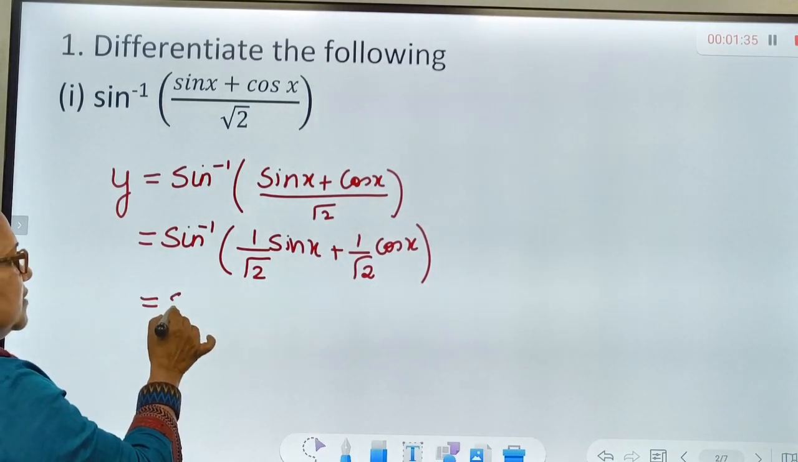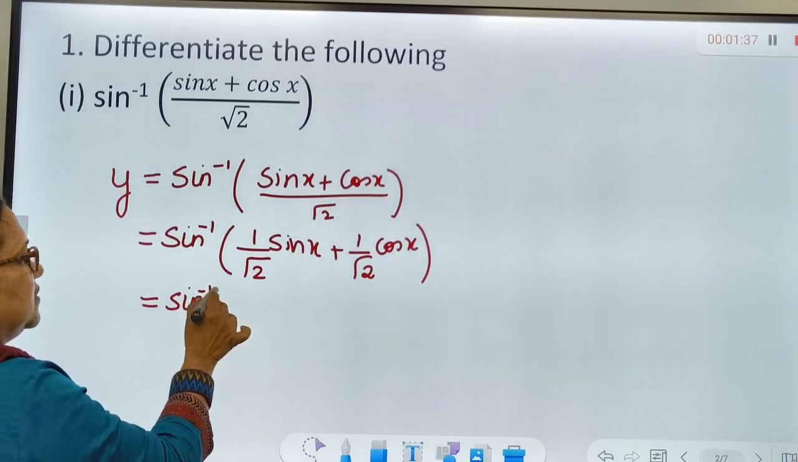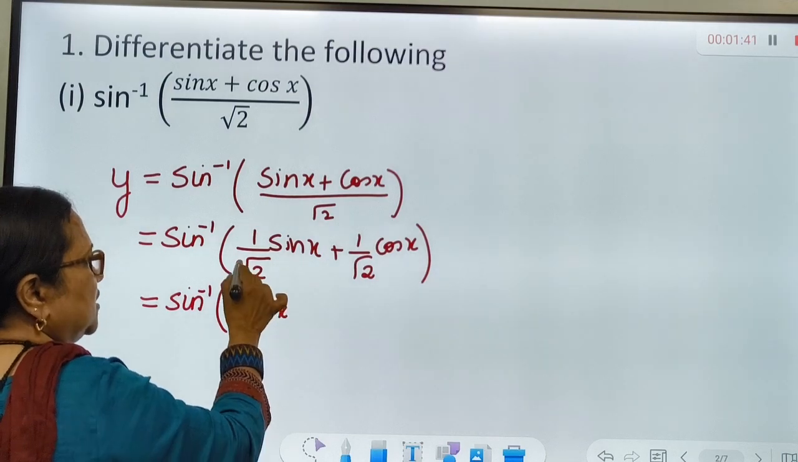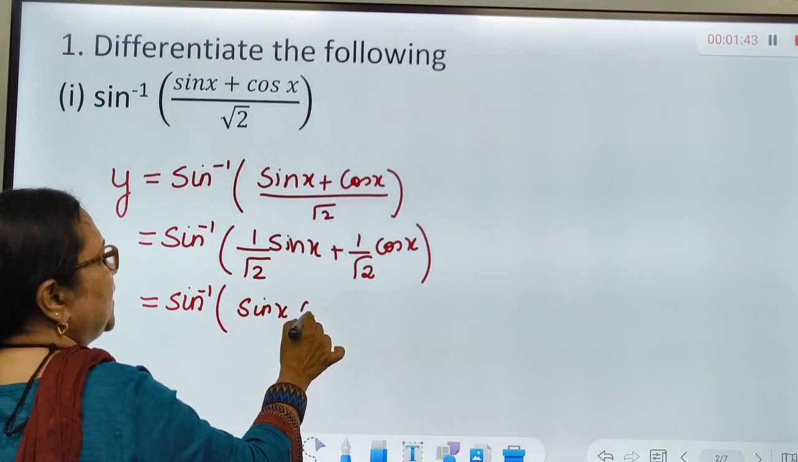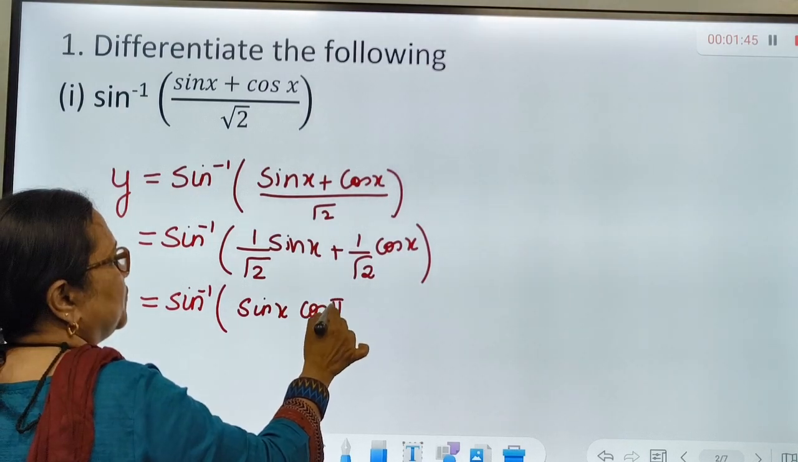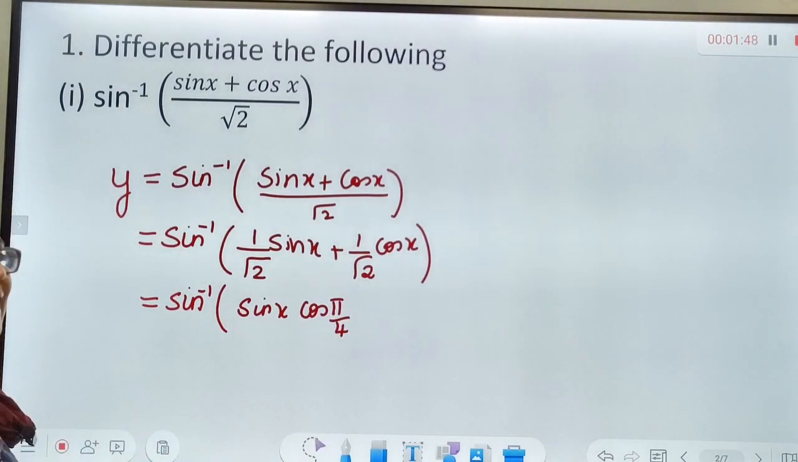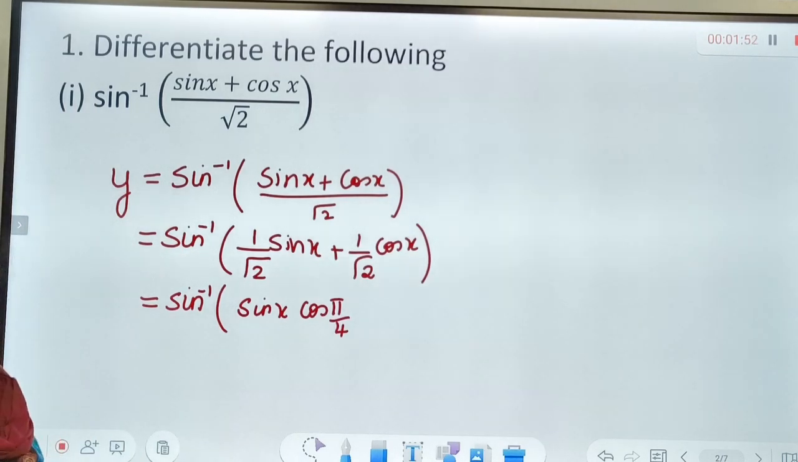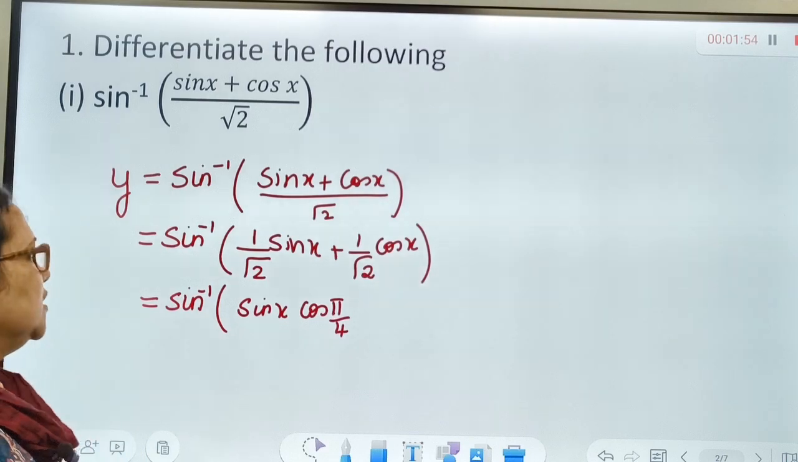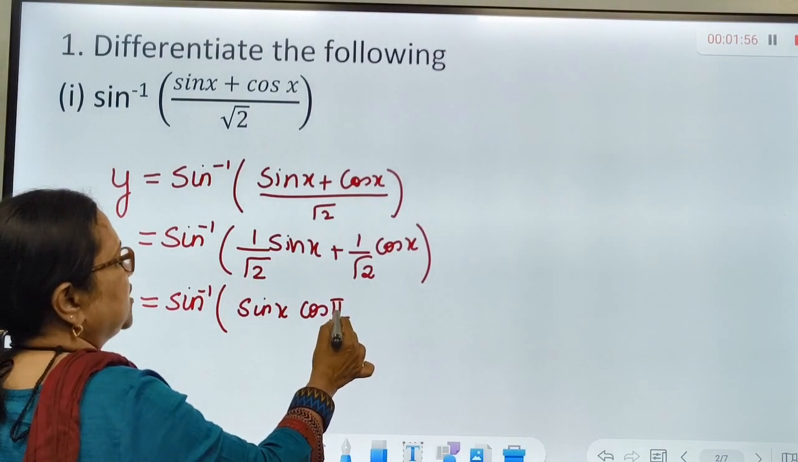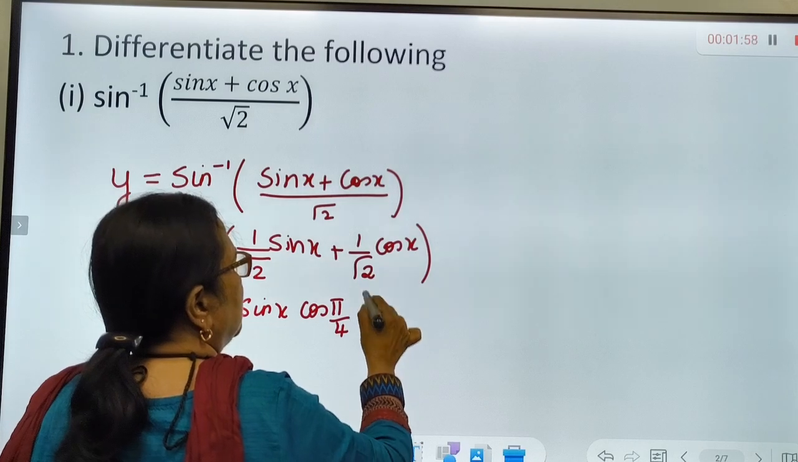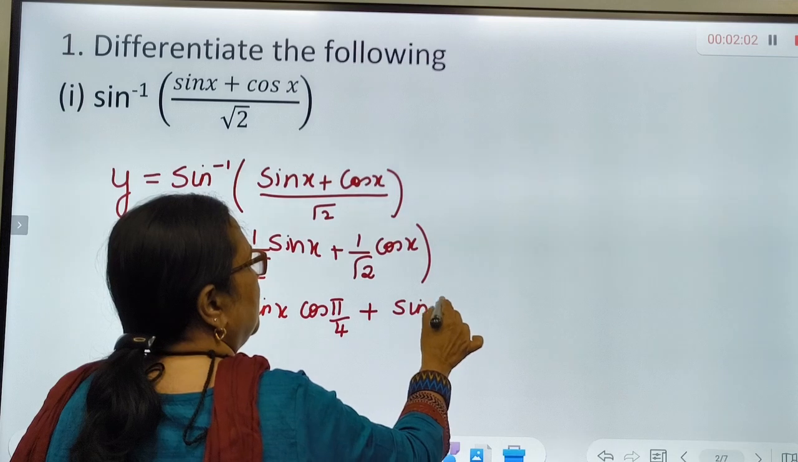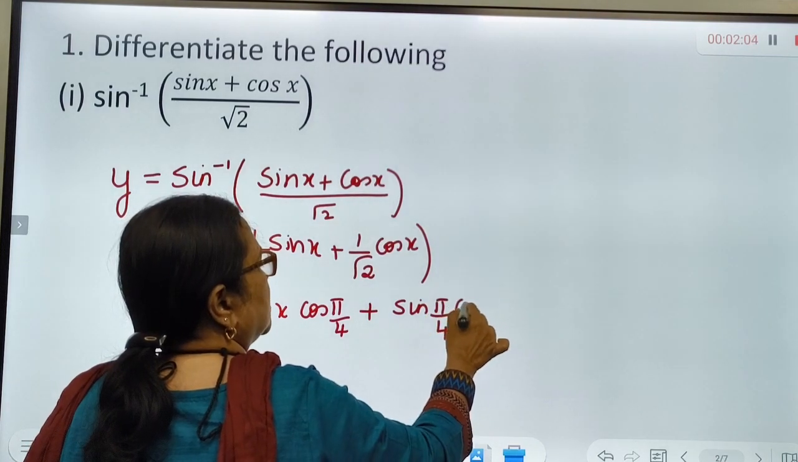So this is sin inverse. This sin x, I am keeping it as it is. This 1 by root 2, I am going to write it as cos pi by 4. You know cos 45 and sin 45 are both equal to 1 by root 2. 45 degrees is pi by 4 radians. So this 1 by root 2 I am writing it as cos pi by 4 plus this 1 by root 2 I will write it as sin pi by 4 into cos x.